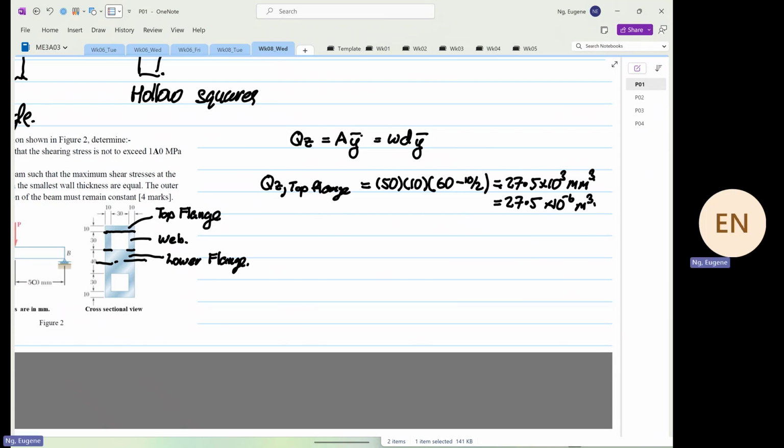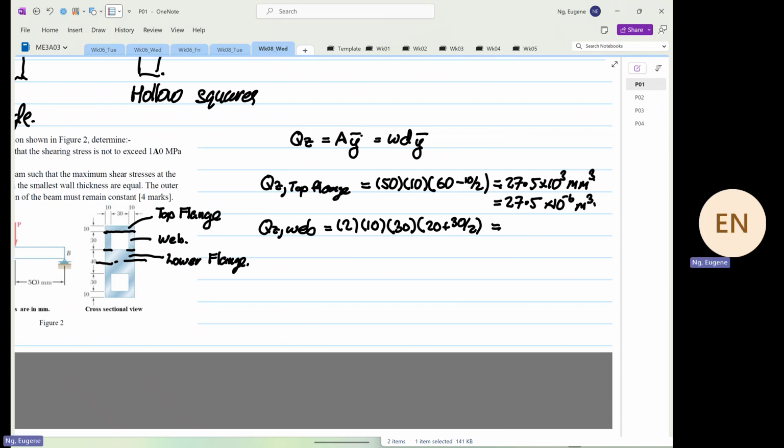Then we are just going to consider the QZ of the web. So we just look at the web section. If you look at how this is divided, we just focus on the web section now. For the web section, you have left and right. We have to consider the two. The width is 10. The depth is 30. And then it is 20 plus 30 divided by 2.